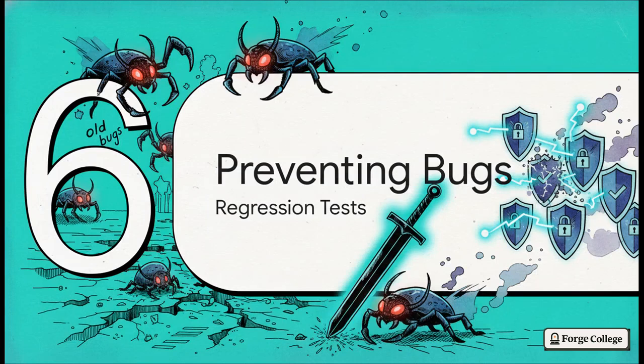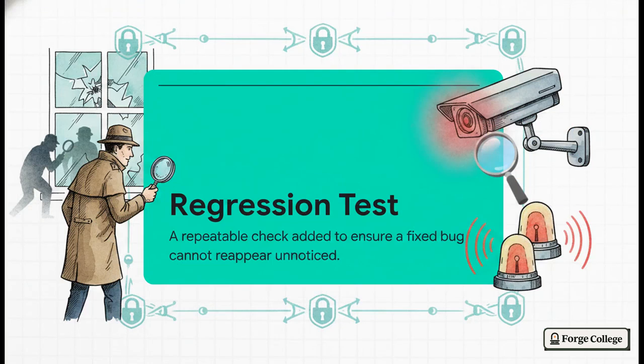Section 6. Preventing future bugs with regression tests. So, we've solved the current cases, which is great. But as we all know, old bugs have a really nasty habit of coming back from the dead. And that brings us to the regression test. A regression test is simply a permanent automated check that you add to your testing suite, and it runs every single time you update your codebase.